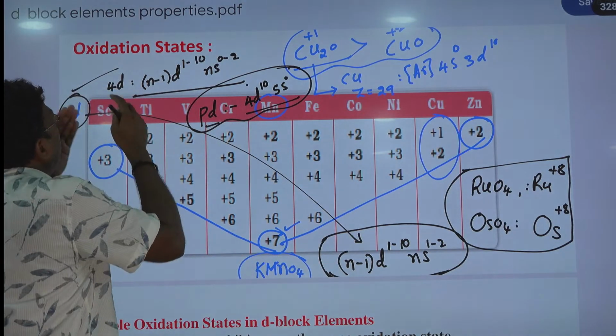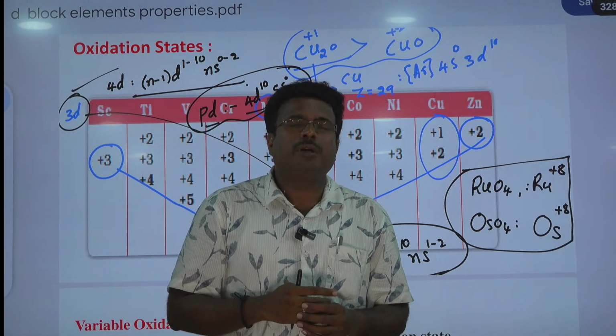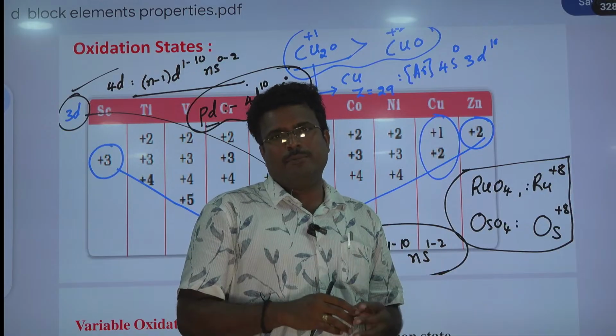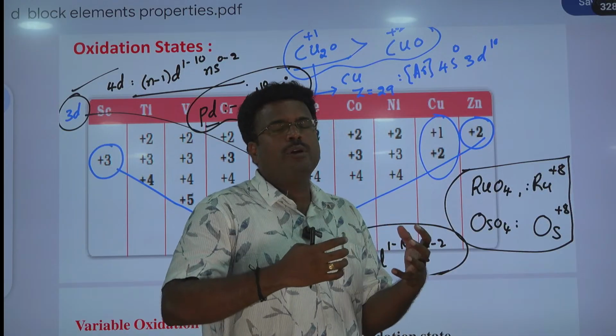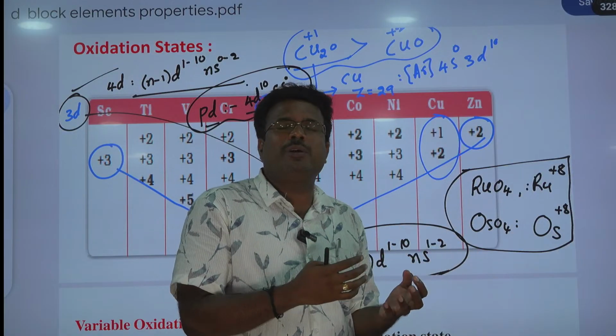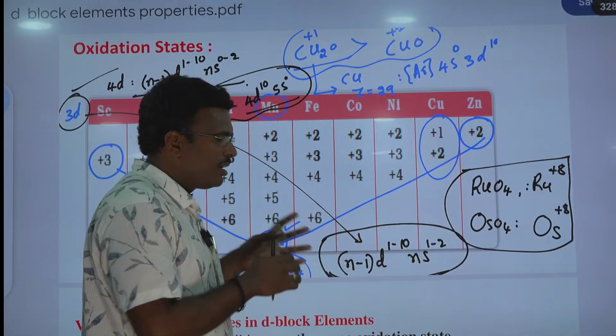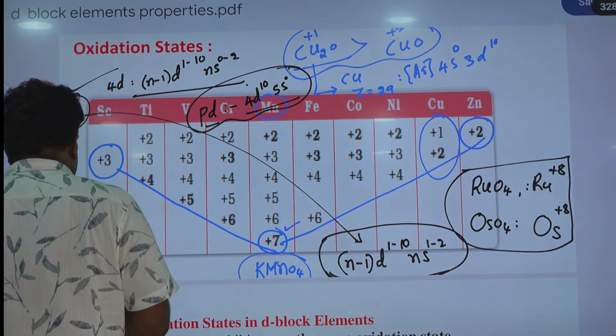So why do D block elements show different oxidation states? Because of getting stability. For example, d orbitals that are half-filled, d5, or fully filled are more stable than unfilled orbitals. That's why D block elements show different oxidation states.